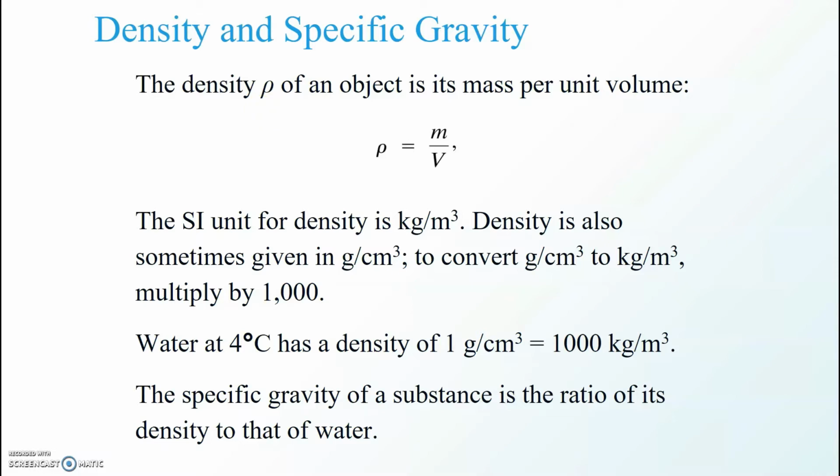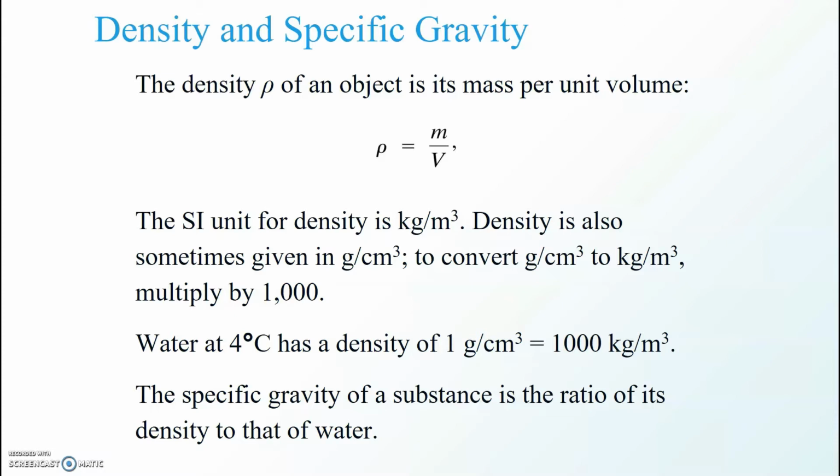The metric units are always kilograms per meter cubed. It's sometimes converted into grams per centimeter cubed or grams per milliliter. You can have various different variations. That's just multiplying by 1,000 or dividing by 1,000 appropriately. Now, water at 4 degrees Celsius has a density of 1 gram per cubic centimeter or 1,000 kilograms per cubic meter.